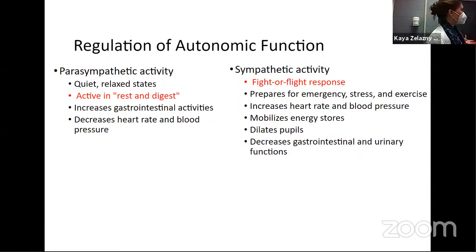It also dilates your pupil. It's going to decrease your GI functions and urinary functions because you don't really want to stop and pee or something as you're running away from something.